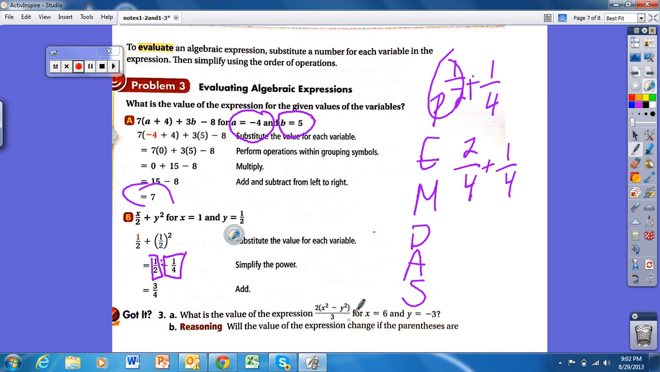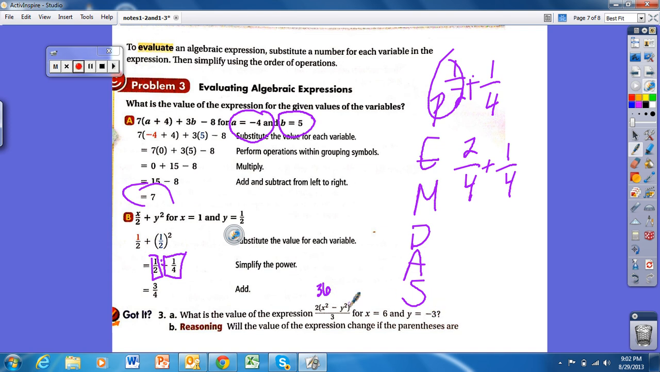What is the value of the expression 2 times the quantity x squared minus y squared all over 3 when x is 6 and y is negative 3? So go ahead and do that right now and see what you come up with. Pause the video. When you plug in 6 for x squared, you're going to get 36.